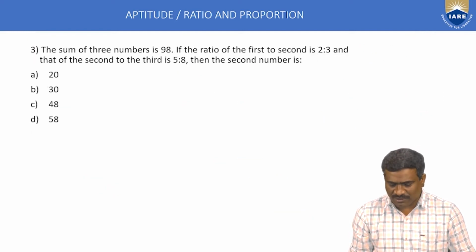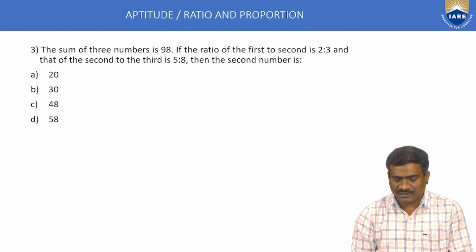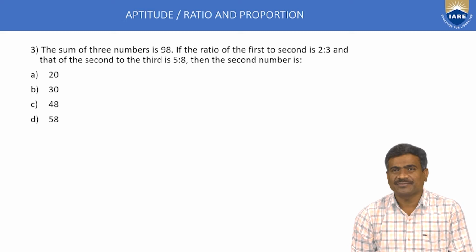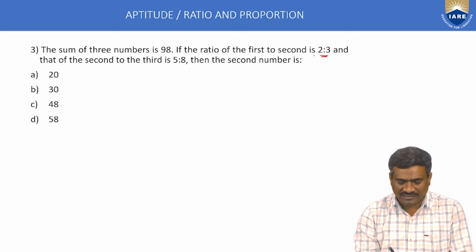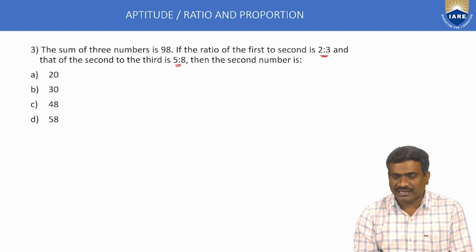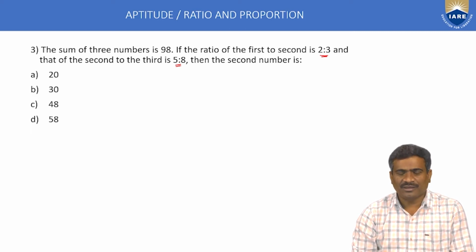Next, example number 3. The sum of three numbers is 98. If the ratio of the first to second is 2:3 and second to the third is 5:8, then the second number is dash. Option A 20, B 30, C 48, D 58.